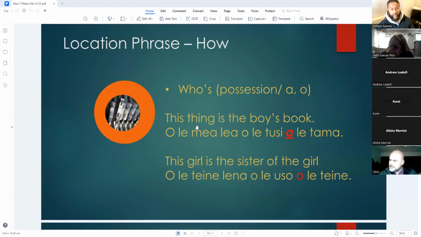So in this one, this thing is the boy's book. This is the boy's book, basically, if we said it in English. So we picked up the book, ole mele ole tusi aletama. We wouldn't say oletama because that would be an O class thing. So a tusi, a book is going to be an A class thing. So it's a book that is owned and is disposable by the boy. Okay, so it's an A class sort of possession.